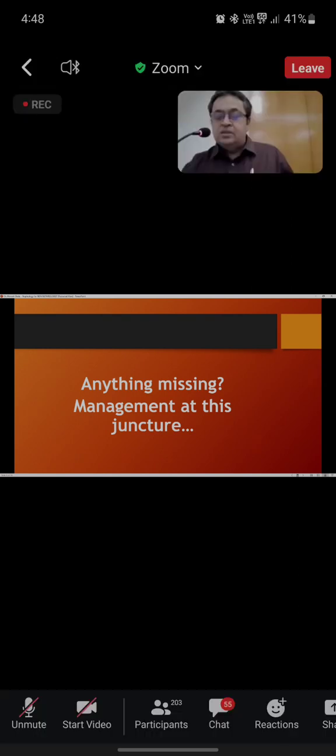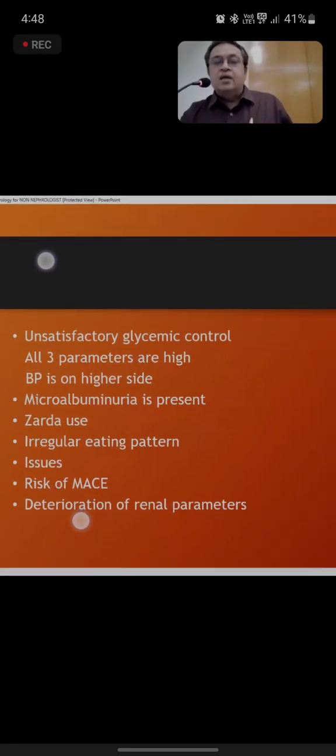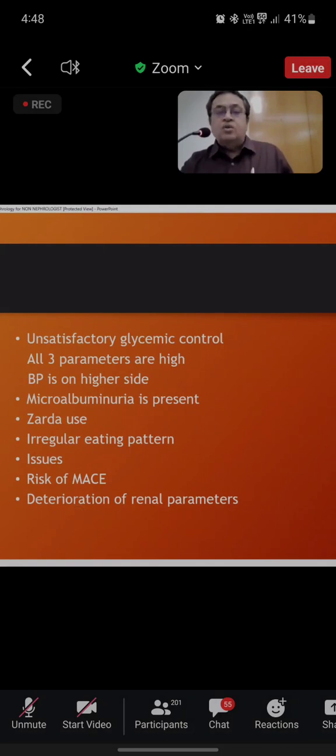Anything missing? Do you think this is the appropriate treatment for the patient, or there should have been some alterations? So the points which were probably not controlled well were that the glycemic control wasn't good. All three parameters were high: the fasting, postprandial, as well as the HbA1c. BP was also on the higher side. There was microalbuminuria. Nothing was done for that. Patient continued to eat zarda, no counseling on that. There was an irregular eating pattern. Again, that was the obstacle for good glycemic control.